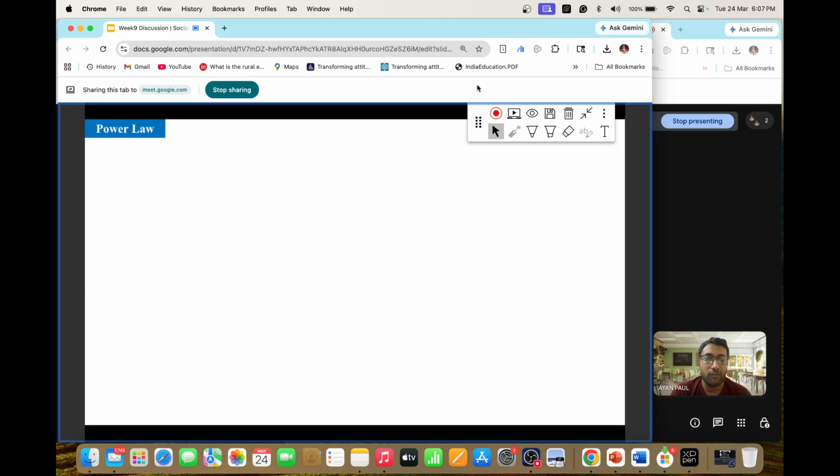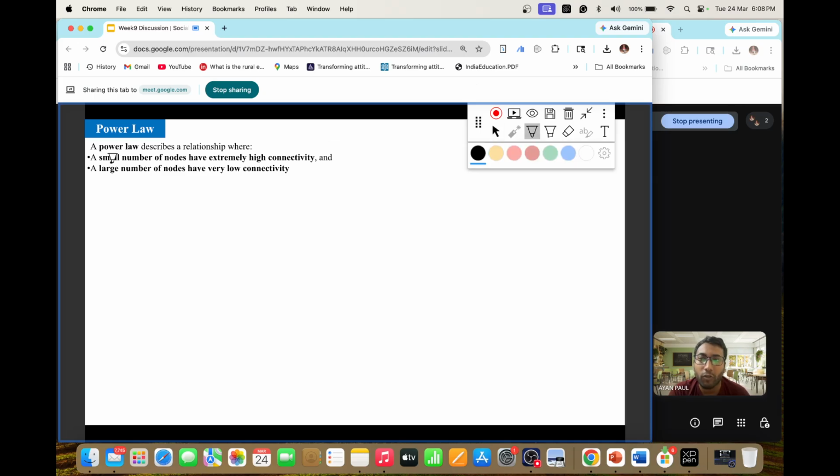So today we will be talking about power law. Power law describes a relationship where a small number of nodes have extremely high connectivity and a large number of nodes have very low connectivity. So two things are important: a small number of nodes have extremely high connectivity, whereas a large number of nodes have very low connectivity. That is known as power law.